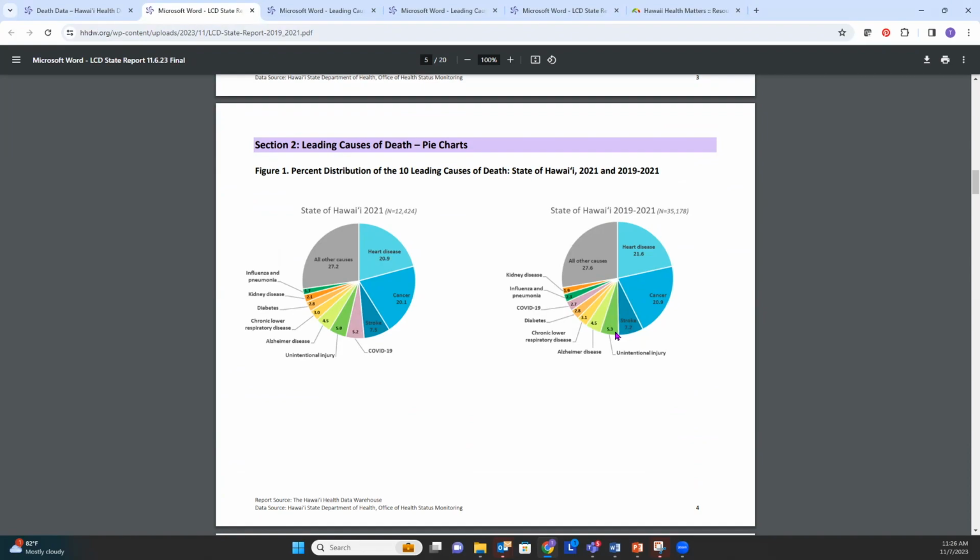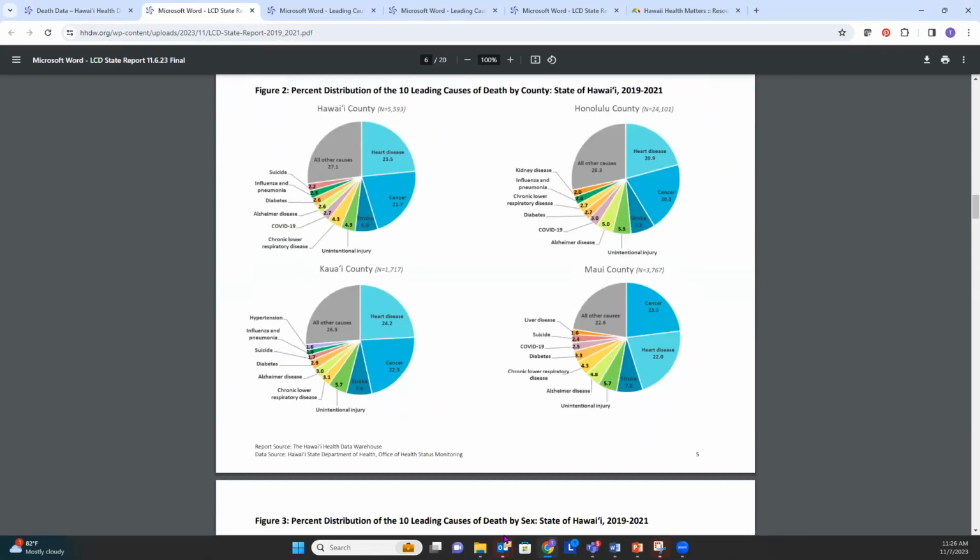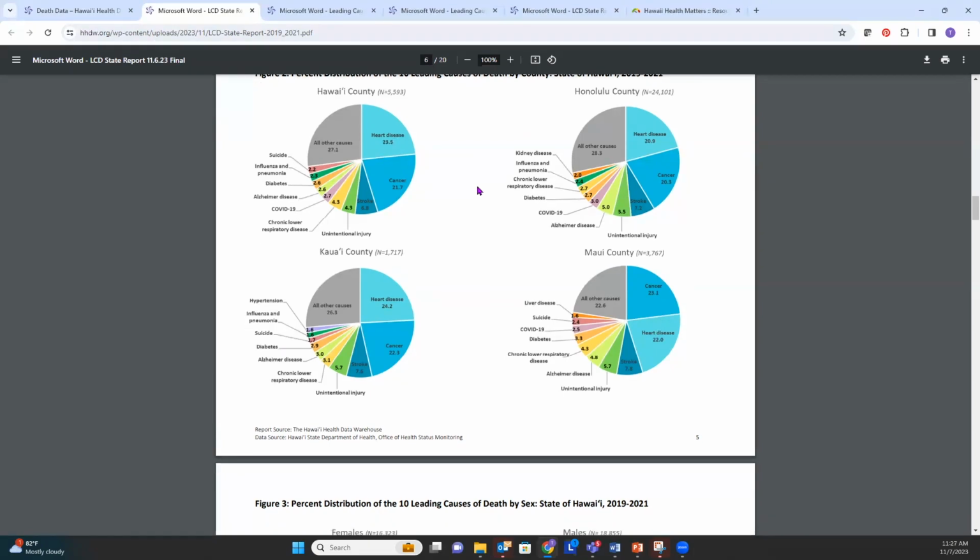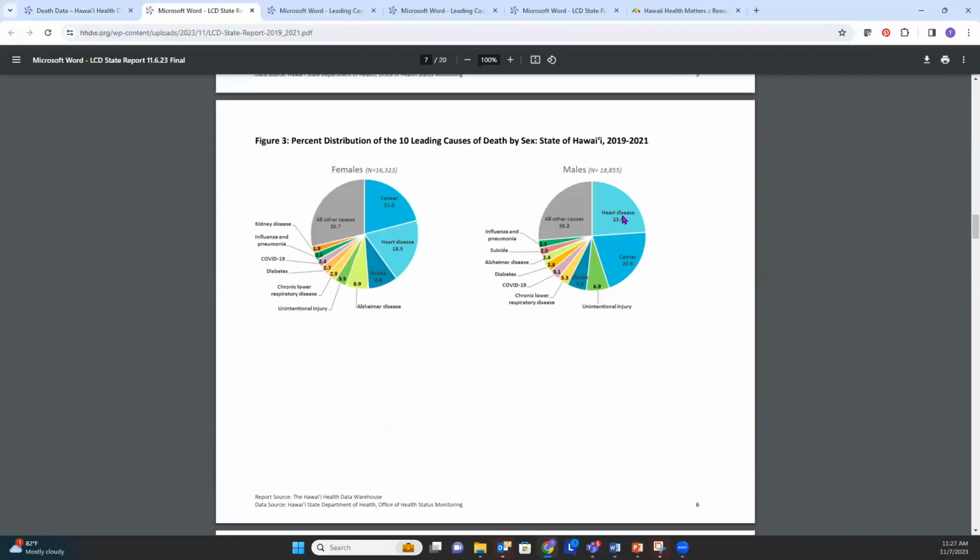And then were they the same for all counties? You can scroll down here to the county report, and you can actually see that in Maui County, cancer was the leading cause of death at 20.3%. So it was higher than heart disease in Maui County during this 3-year time period. And then was it the same for males and females? Scrolling down, you can see that actually among males, unintentional injury outranked stroke at 6.9% of all deaths.